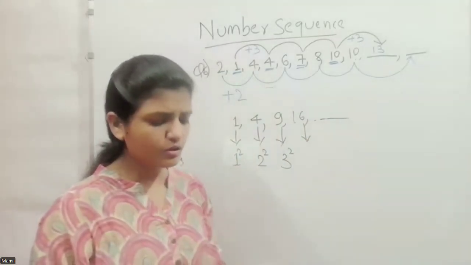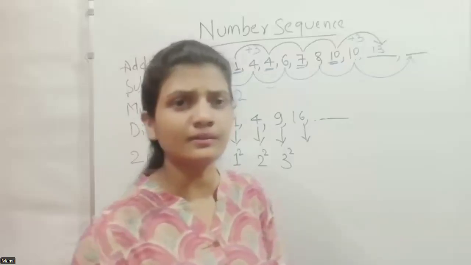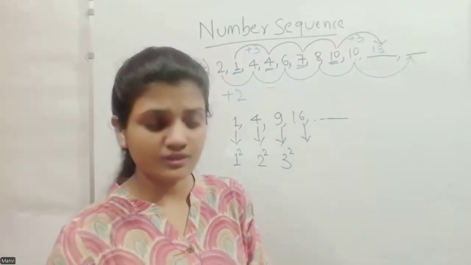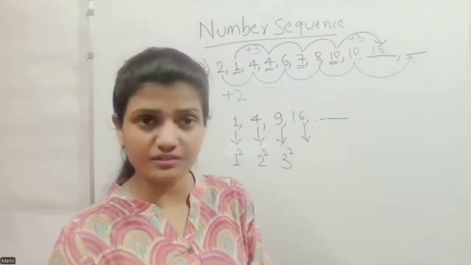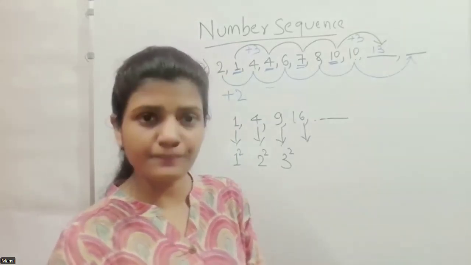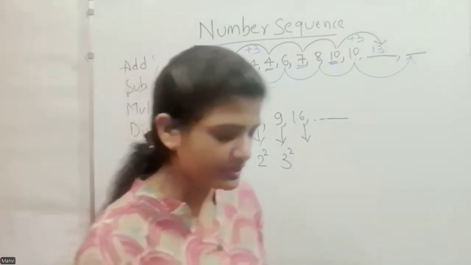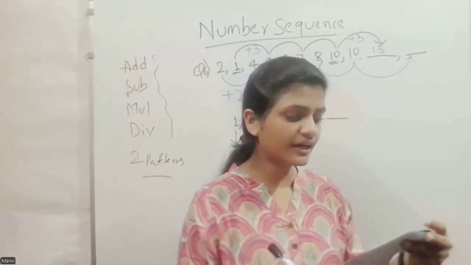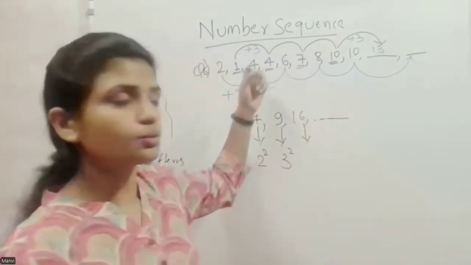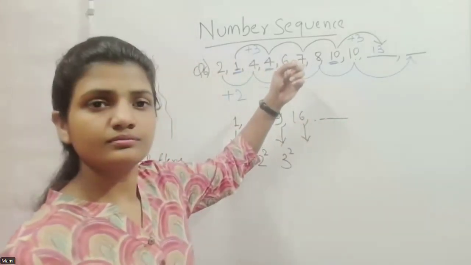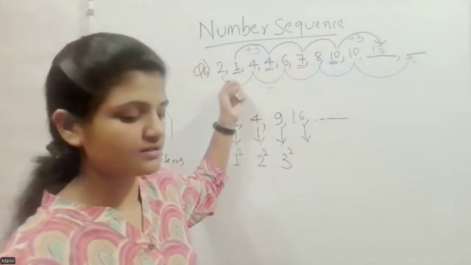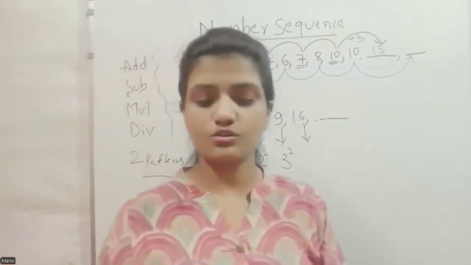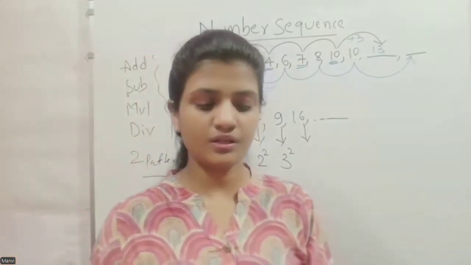Similarly, question number 8 follows the cube numbers, right? Because we see first is 1, then 8, then 27, then 64. So it followed the cube numbers. And in question number 9, it again followed the 2 sequence, similar to question number 6, but there's a dash, so you need to answer out this 2.